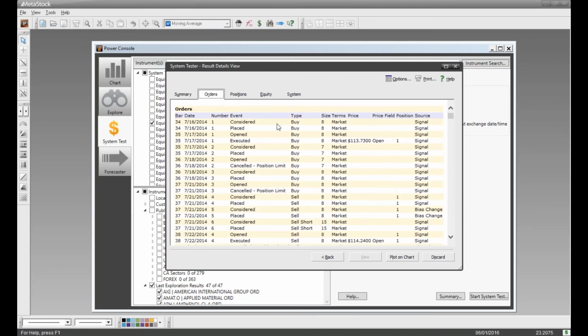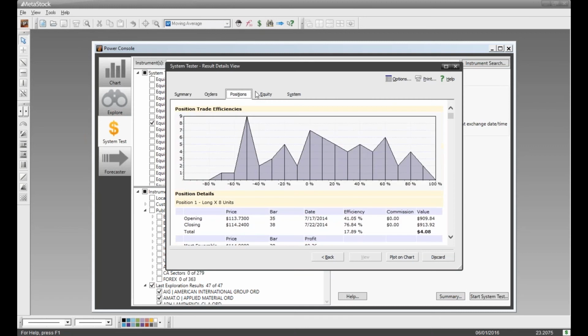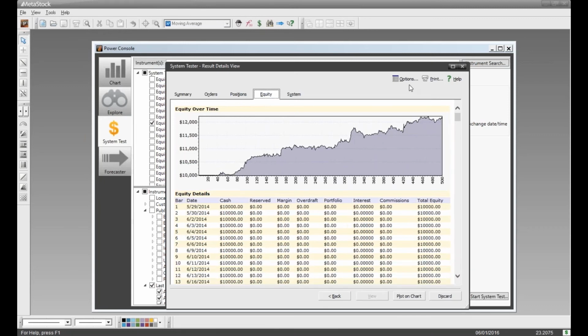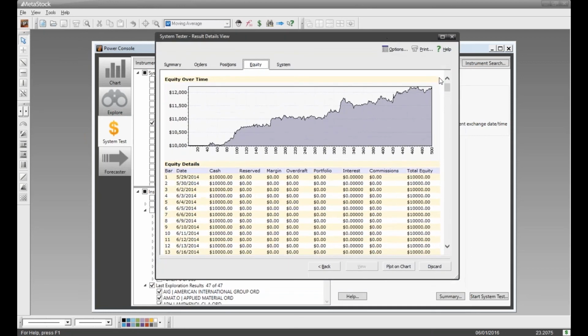Now here I can actually take a look at the individual orders. I can take a look at my positions. Here's one thing I actually take a look at a lot, and this is equity. In other words, what does my money look like when it's trading? What am I doing with the account that I have? This is something that I really enjoy looking at because I can see the consistency. I can actually see the consistency of the profit that I'm generating.